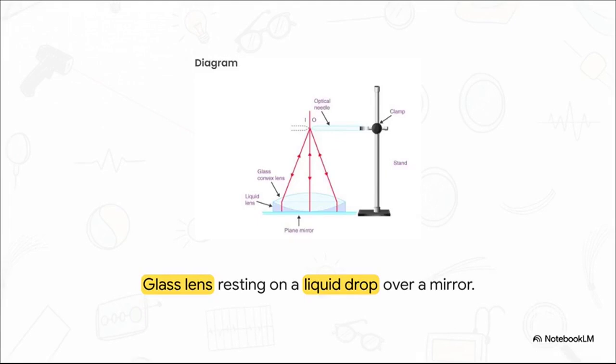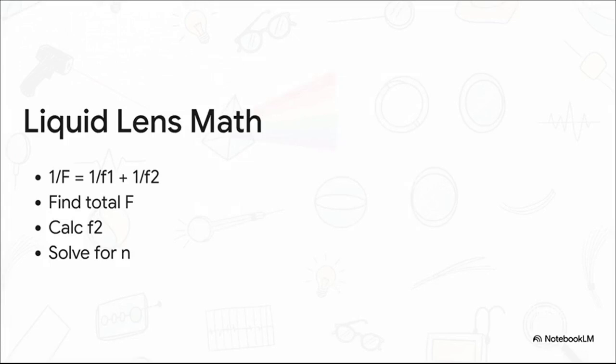The liquid gets squished perfectly into the shape of that gap, which essentially creates a makeshift plano-concave liquid lens sandwiched right between the glass lens and the mirror. And right above all this, we've got an optical needle clamped to a stand. Now here's how we actually use this little optical sandwich to find the refractive index. First off, we find the focal length of just the glass lens on its own. We'll call that f1.